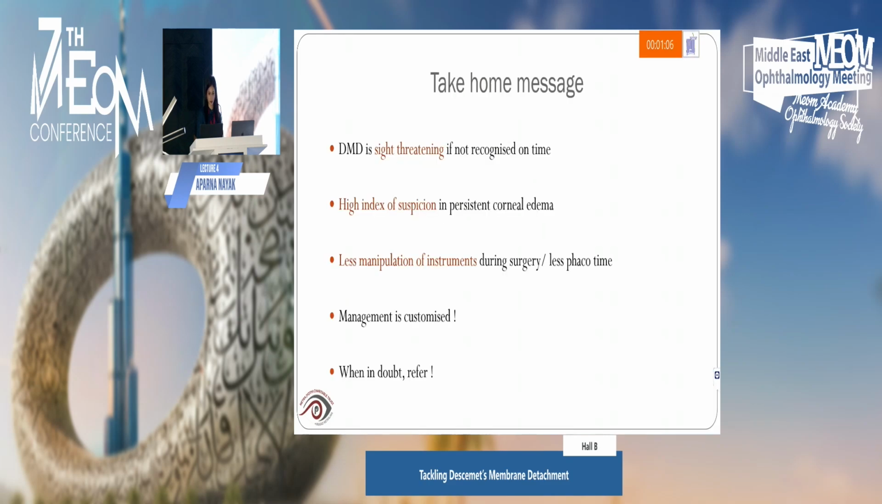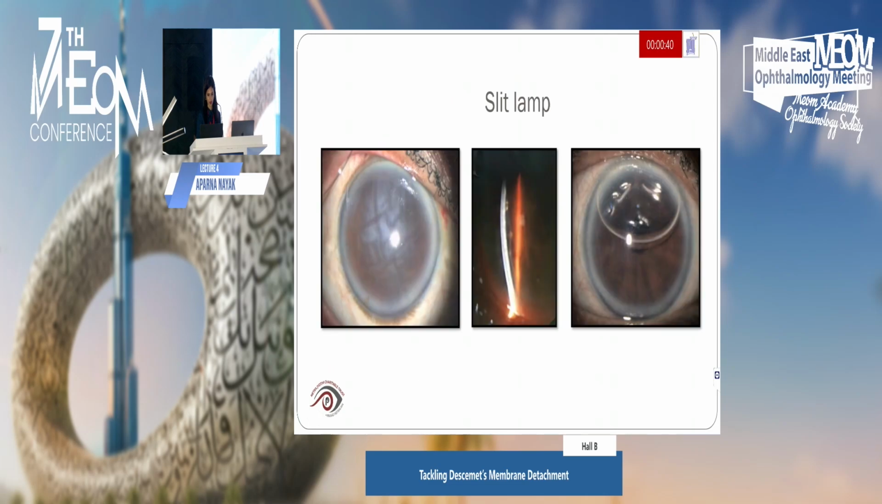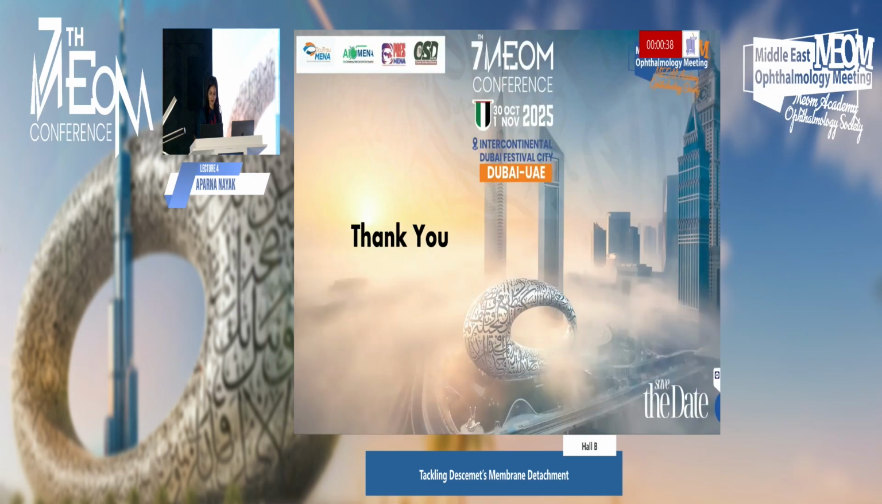So the take home message is, yes, DMD is a sight-threatening complication if not recognized on time. If it is noticed on table, manage it on table itself. High index of suspicion in any persistent corneal edema, and see to it that less manipulation is done during surgery and have a less phaco time. Management is customized according to the patient and the case, and when in doubt, the general ophthalmologist has to refer this patient. Thank you.